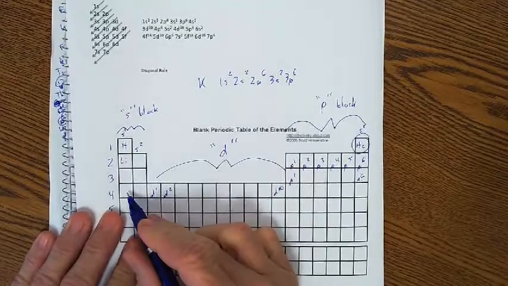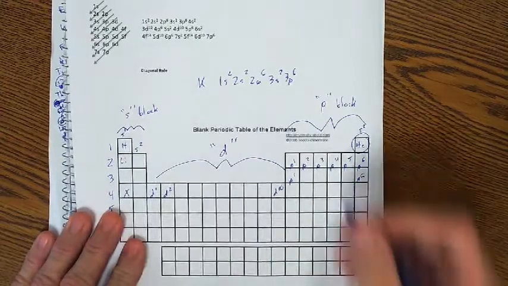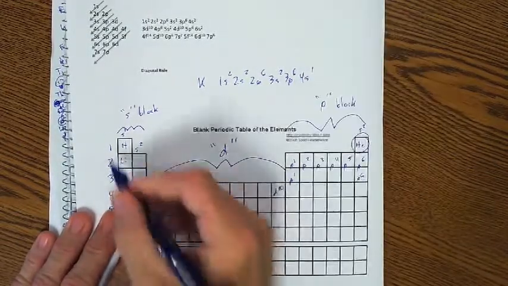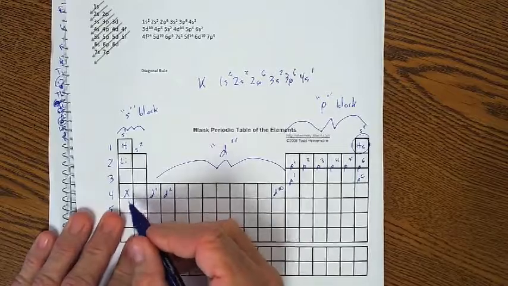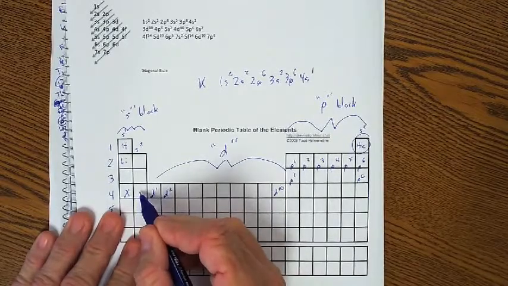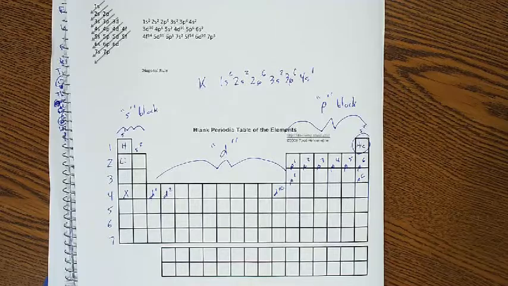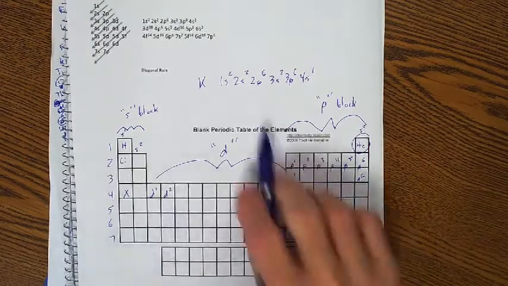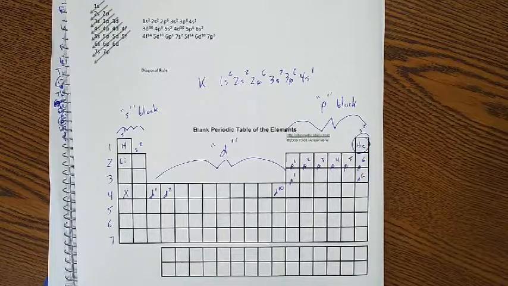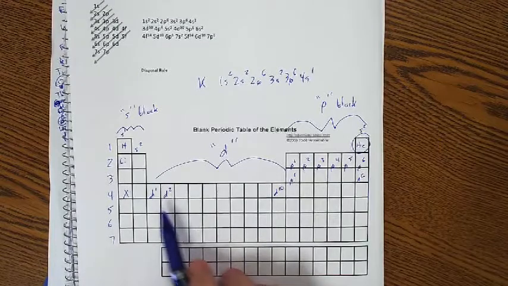And then here's where potassium is, right here. And so it ends in 4s1. It's 4 down, it's 1 across in the S section. If we were talking about calcium, it would obviously end in 4s2. And so there's the electron configuration for potassium. So let's complete this, and I'm going to go back and show you how to make a noble gas notation out of that. 4s2, 3d10.